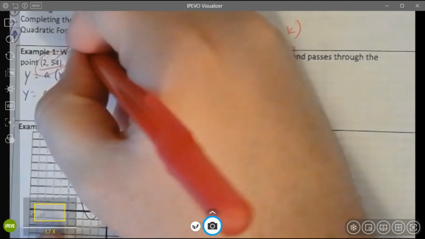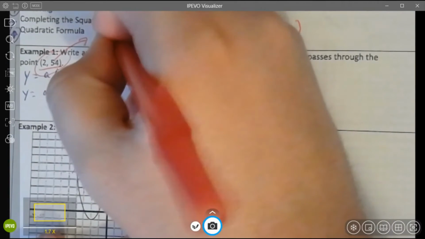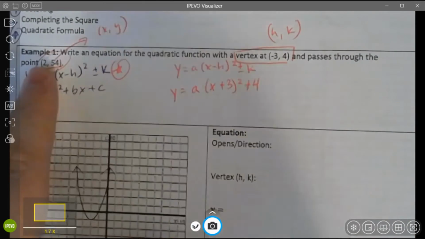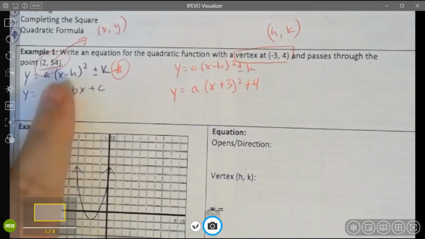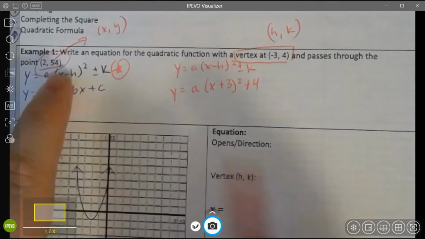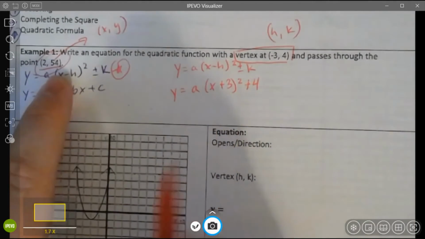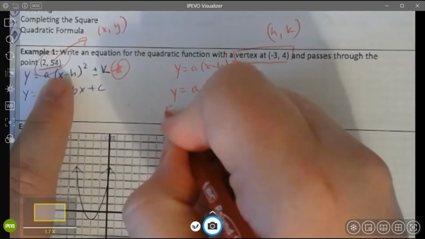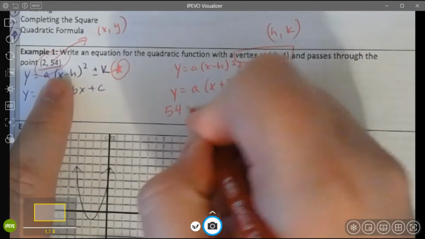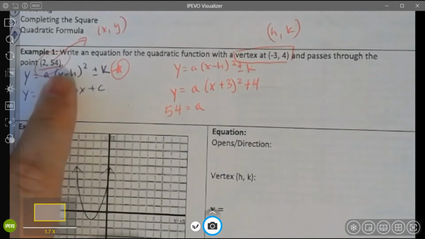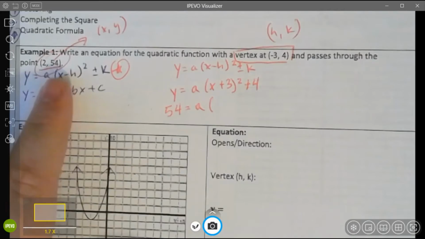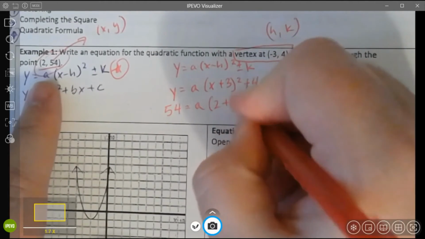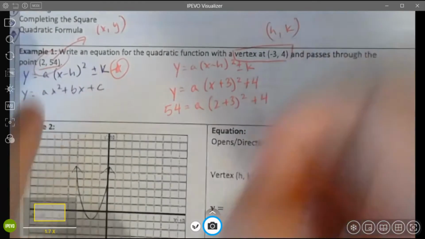The point (2, 54), if I write it as x, y, the x value is 2, and the y value is 54. So we can plug that into this equation right here that we have, and that will let us solve for a. So instead of writing y, I'm going to write 54 equals a times, and then the x value there is 2. So I'm going to put (2 + 3) squared + 4.